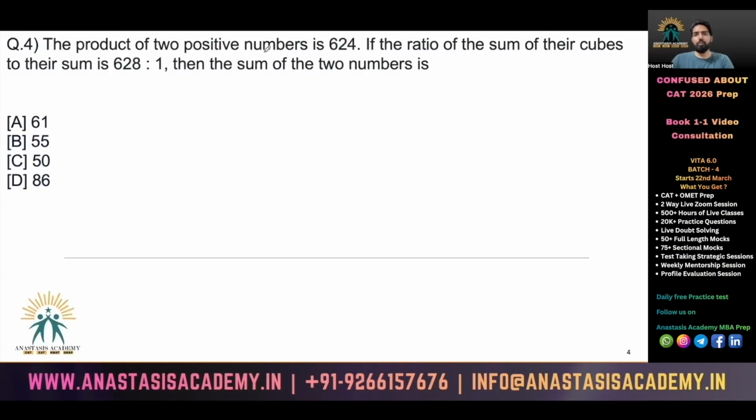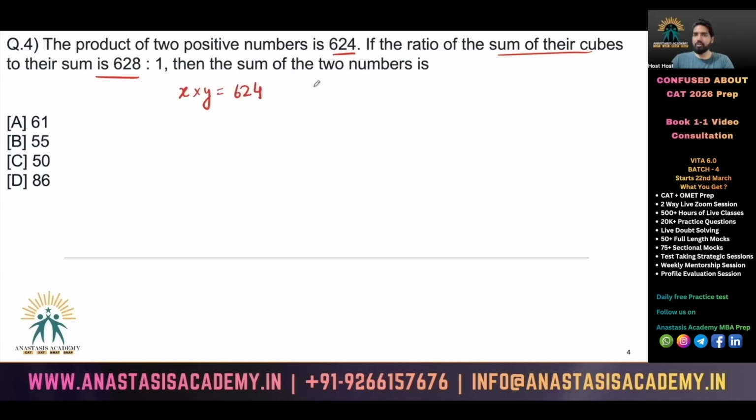The product of two positive numbers is 624. If the ratio of the sum of their cubes to their sum is 628 is to 1, then the sum of the two numbers is. Okay, so I'm assuming those numbers to be x and y. The product of these numbers is given as 624.